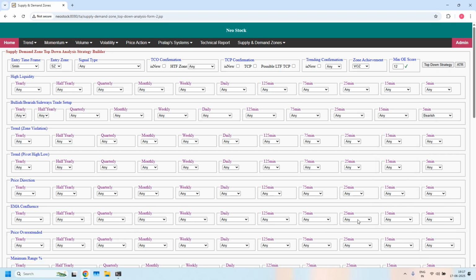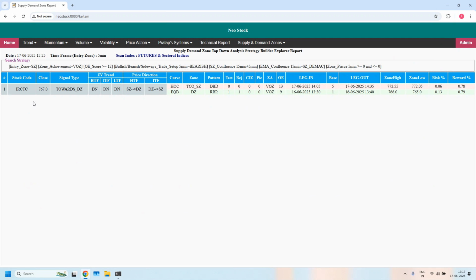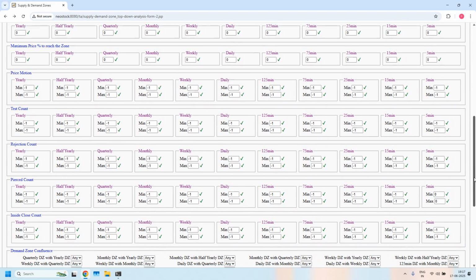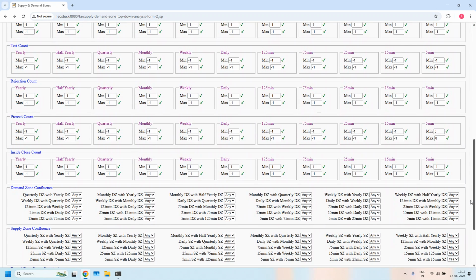In the EMA confluence at 15 minutes time frame, checking 15 minute supply zone having daily EMA confluence. One stock is filtered. This 15 minute supply zone might be having high probability trade setup. Okay, next we will look into LTF, ITF and even HTF supply zone confluence supported stocks. I am removing EMA filter. Supply zone confluence, 3 filters we have to set. First filter is already enabled.